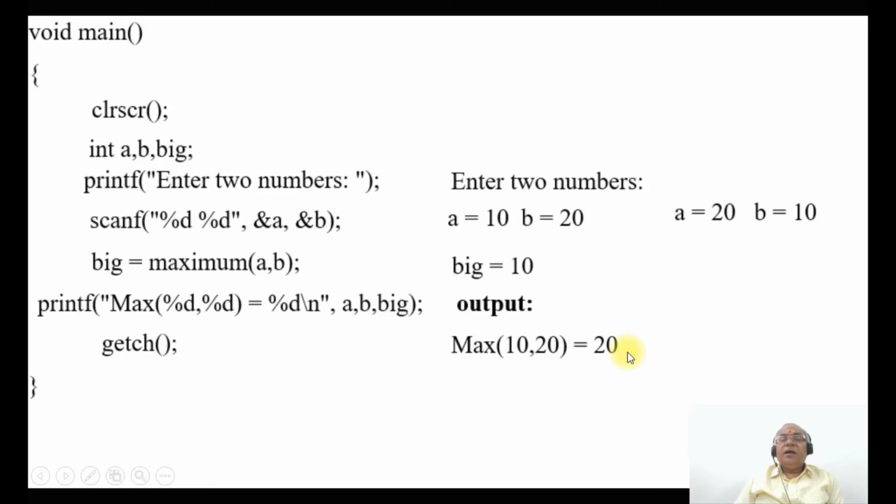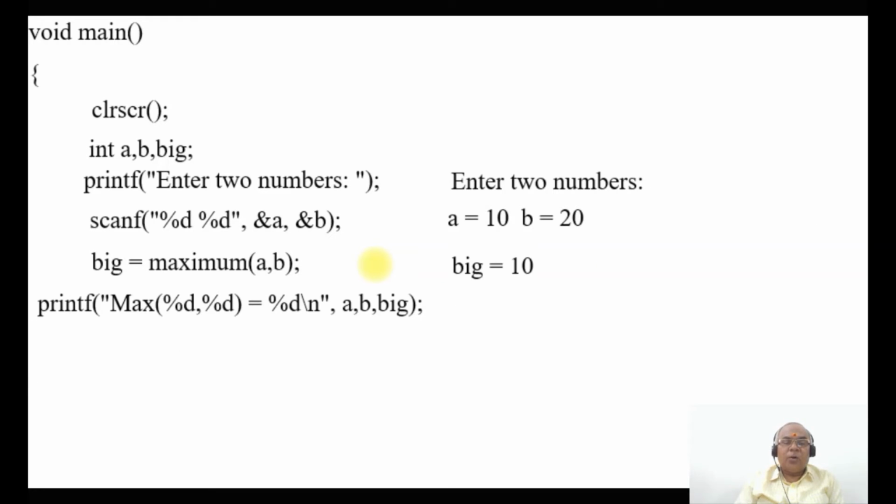So similarly, I am going to consider the other way now. I will consider the value of A equal to 20 and B equal to 10. Once we assign that, what happens? It will first read those two values and come to big is equal to maximum of A comma B. So it goes back to the main function, wherein big is equal to A, big is equal to 20.